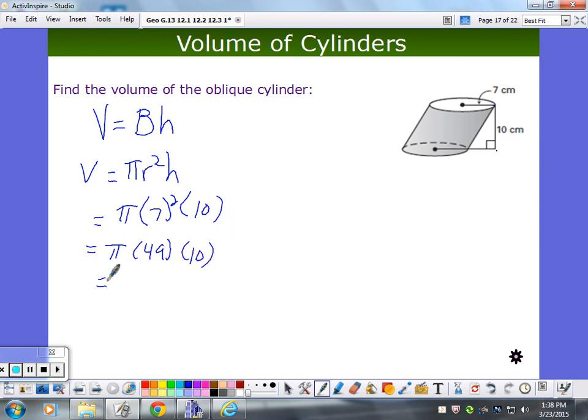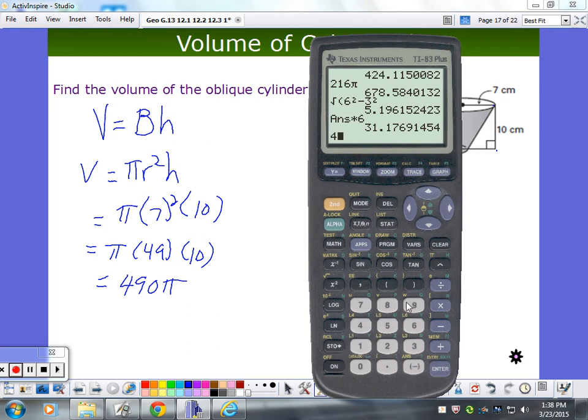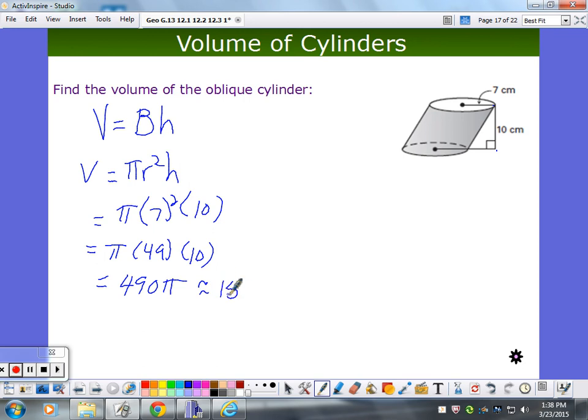Well, that's easy enough. 490 pi would be the exact volume, but if we multiply that by pi, here's this guy here, 490 times pi, to the nearest hundredth, because it didn't tell me how to round, 1539.38. And my units are cubic centimeters. And don't worry, there's a little three there. Makes that much easier, right?